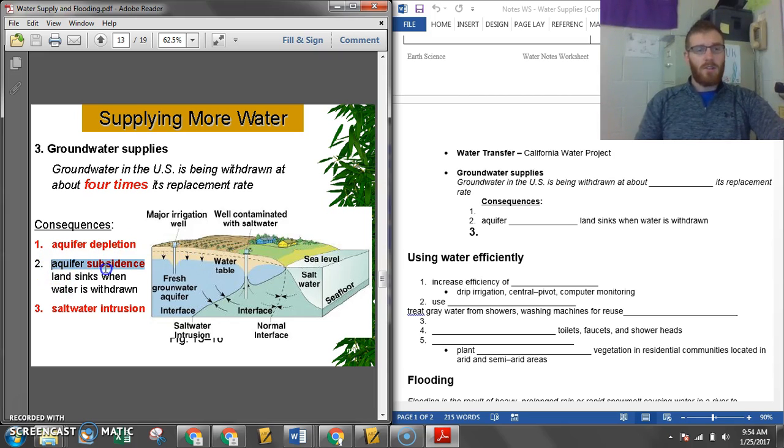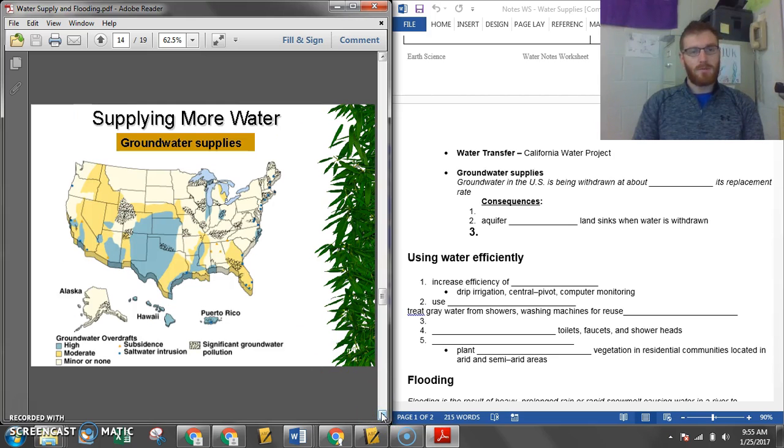Aquifer subsidence: land sinks when water is withdrawn. So when you have this water that's in the aquifer, when you draw that water out, the land will then sink down and can create cavities in the top surface. And then you can also have saltwater intrusion, where you'll get salt water from the ocean or near the sea level floor that penetrates and replaces where that fresh water moved out. Here we can see some of the groundwater supplies in the U.S.